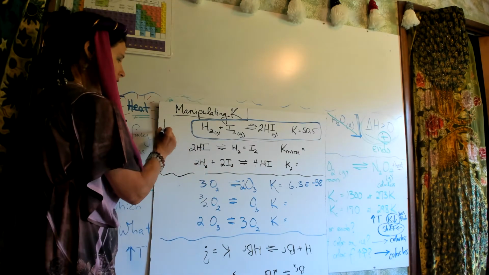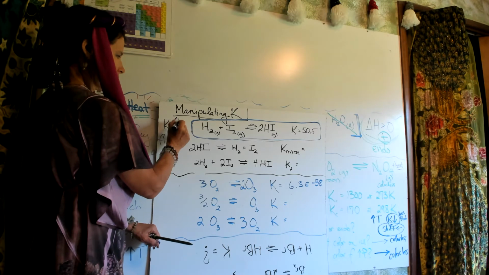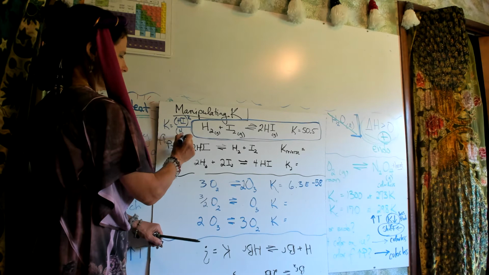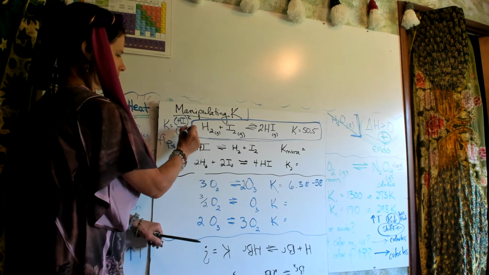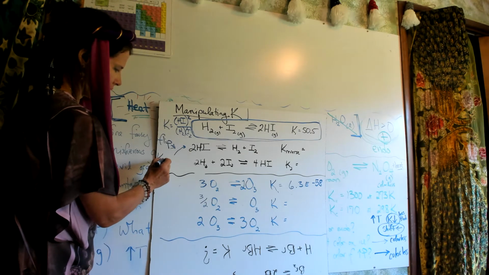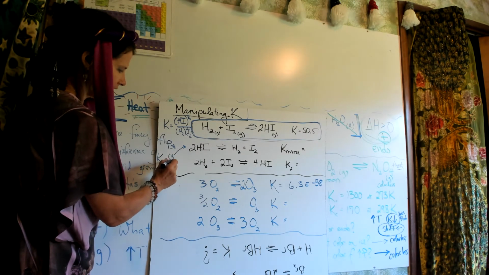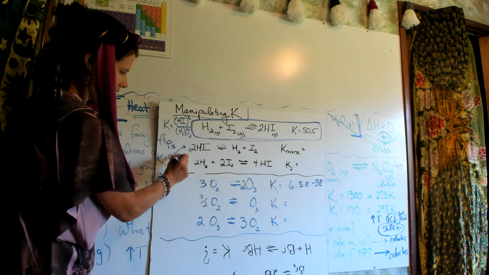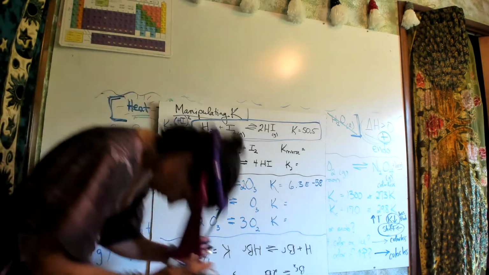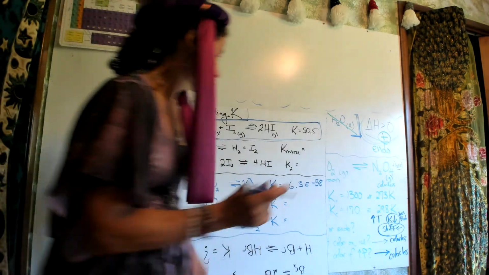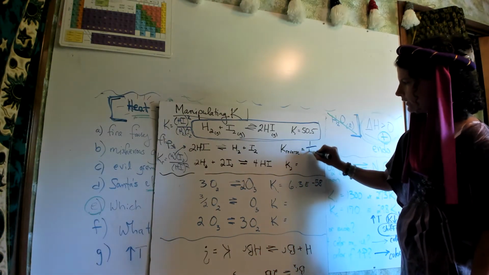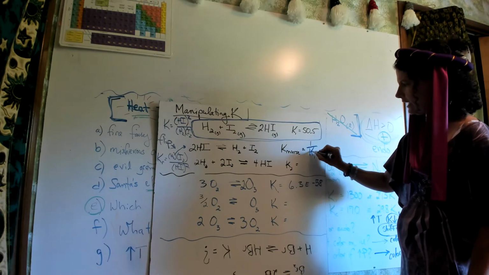Why? Well, if we wrote our K expression, initially it was HI on top over hydrogen times the iodine. When we do this equation, I'll call it KR for reverse, you now have the hydrogen and iodine on top over the HI. So I flipped it on its head. Which means you would do 1 over K1. I'm going to write it like this.